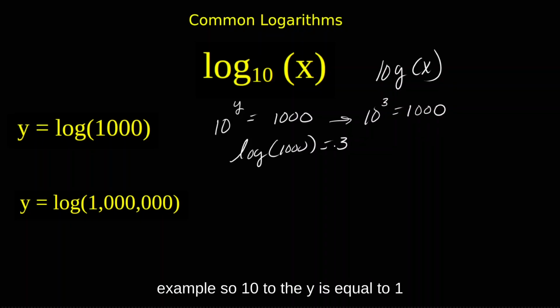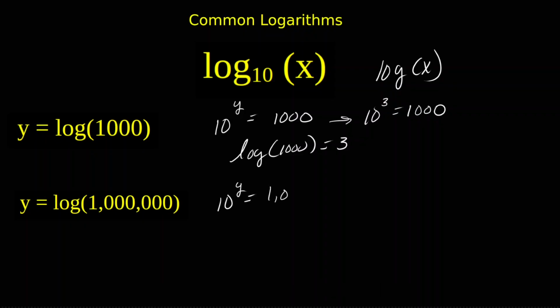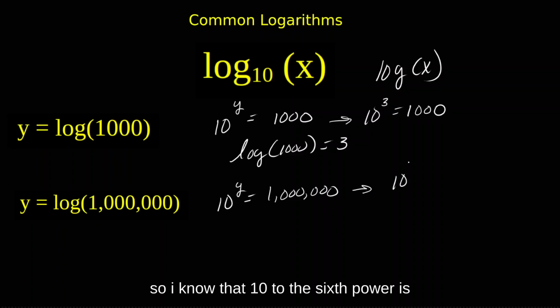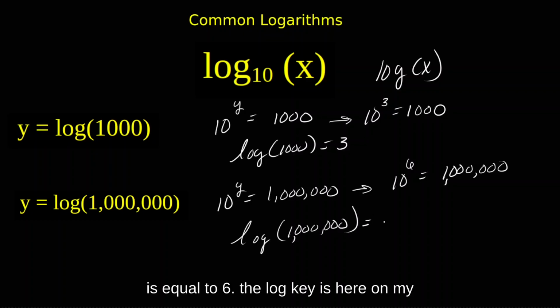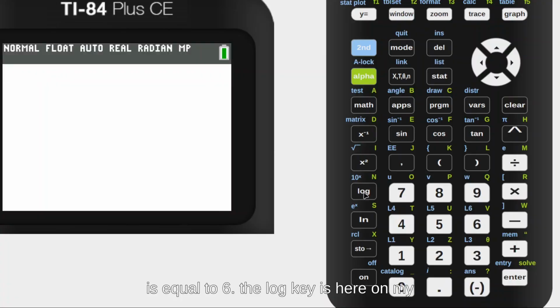On the next example, 10 to the y is equal to 1 million. So I know that 10 to the 6th power is equal to 1 million. So we could say that the log of 1 million is equal to 6. The log key is here on my calculator, okay? So this is log base 10, or the common log.